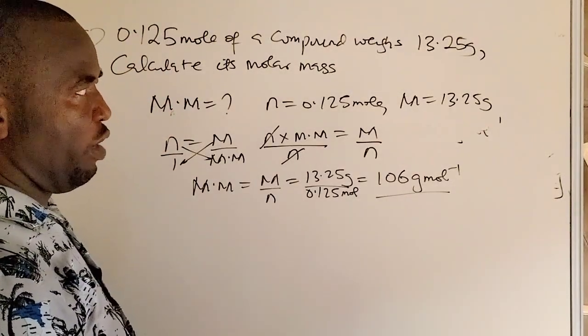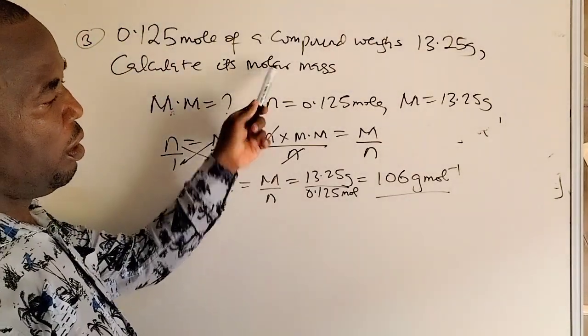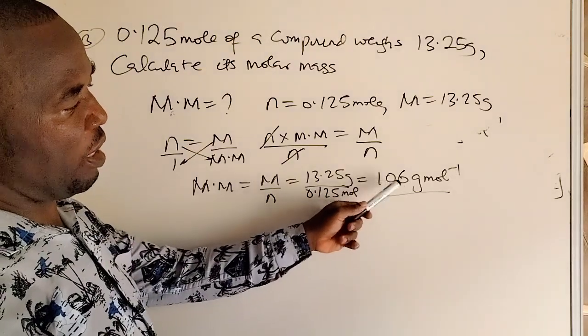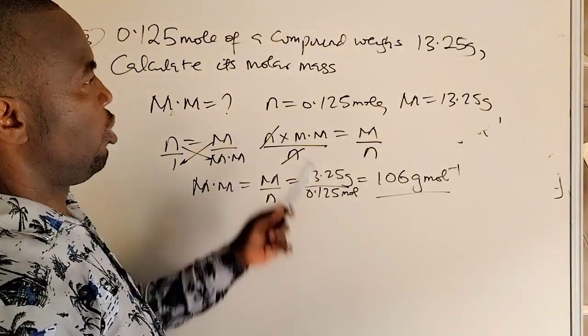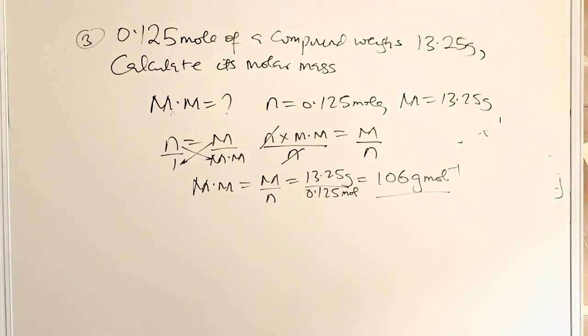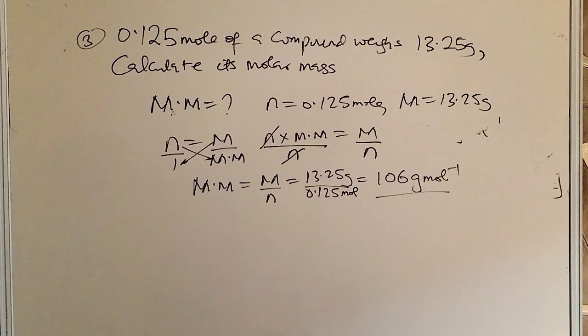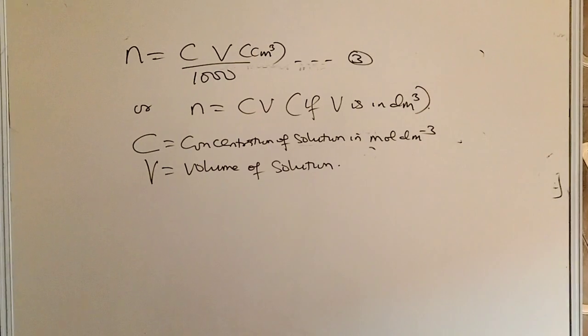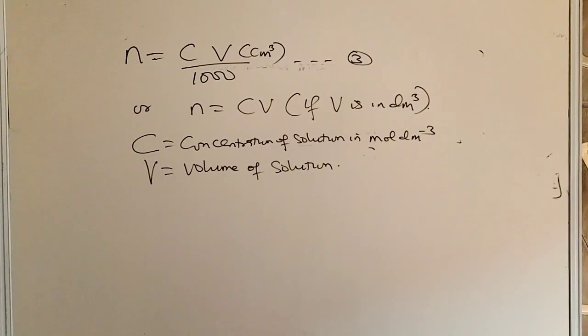Had it been that we were out to find the relative molecular mass, the answer would have been only 106 without any unit. But since we're looking for molar mass, we have to put the appropriate unit. So go to the third equation for finding number of moles. We exhausted the first and second equation. The first was mass over atomic mass. The second was mass over molar mass or molecular mass. So the third equation is displayed on the board.